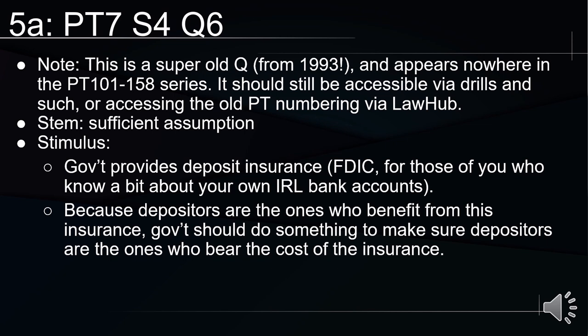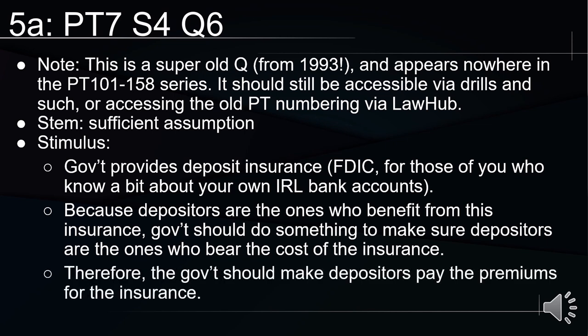Because depositors are the ones who benefit from this insurance, government should do something to make sure depositors are the ones who bear the cost of the insurance. Okay, a little wordy, I guess, in both the original stimulus and my paraphrase here, but it's a fairly simple thing. If you're the one benefiting from the insurance, why don't you be the one to bear the cost of that insurance? Okay, pretty straightforward idea. Therefore, the government should make depositors pay the premiums for the insurance. And this is where all the problems begin for me and what I presume is.